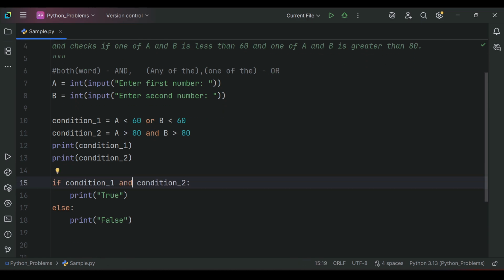Now see the result. These are the first inputs a and b we are given. The first condition is any one of the numbers.